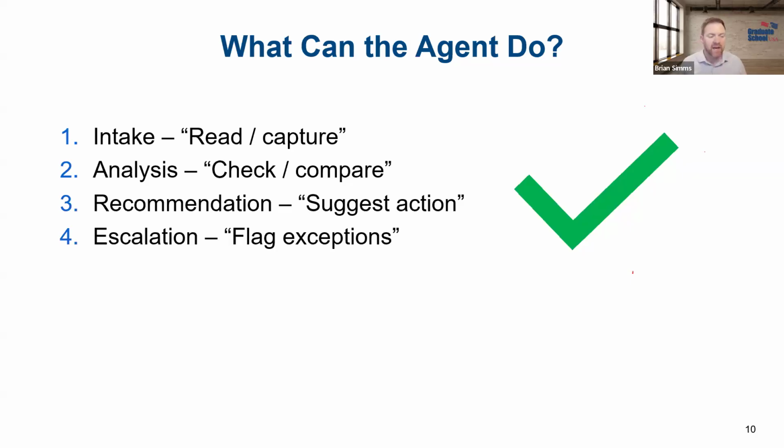What's the difference between an AI agent and agentic AI? Agentic AI is a system of agents, because that's another thing, and we'll talk about this in a little bit.